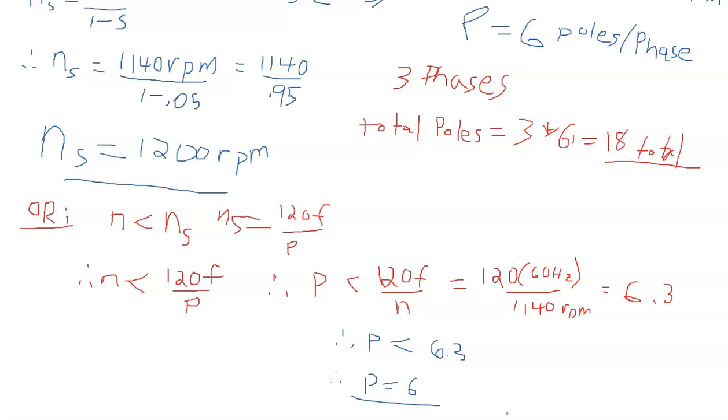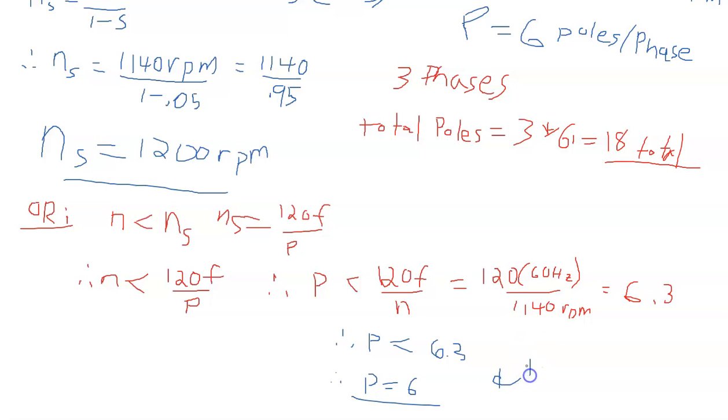But what about if P was 2? Then that will give a sync speed of 3600. And when you compare that to 1140 for the running speed that you've been given, that would result in a slip of 67%. And you know that's way too high. And so your conclusion is that P has got to be equal to 6.